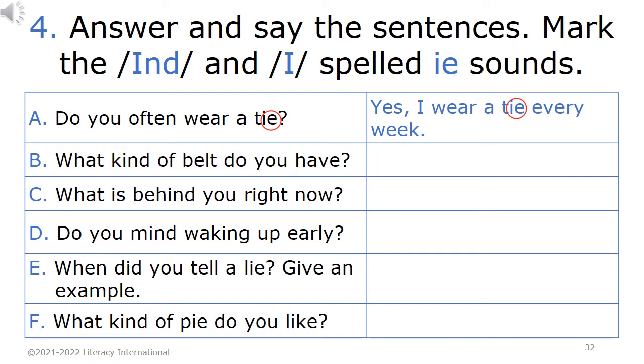4. Answer and say the sentences. Mark the "I" spelled "igh" and "I" spelled "ie" sounds. For example, A. Do you often wear a tie? Yes, I wear a tie every week. B. What kind of belt do you have? C. What is behind you right now? D. Do you mind waking up early? E. When did you tell a lie? Give an example. F. What kind of pie do you like?